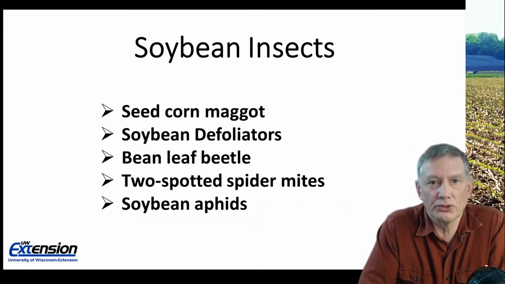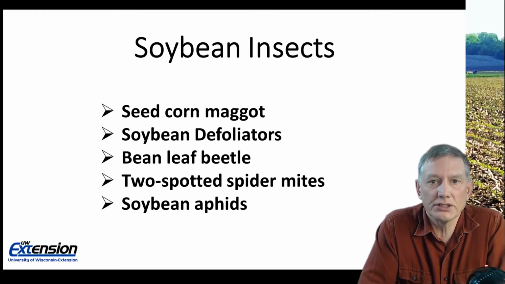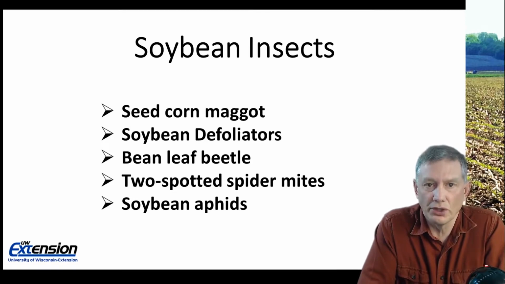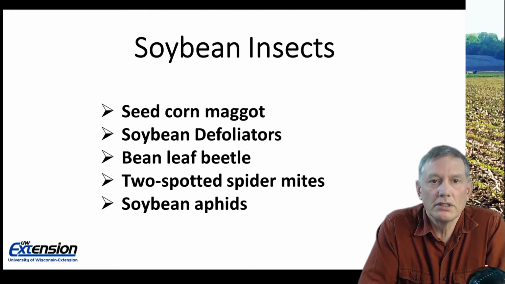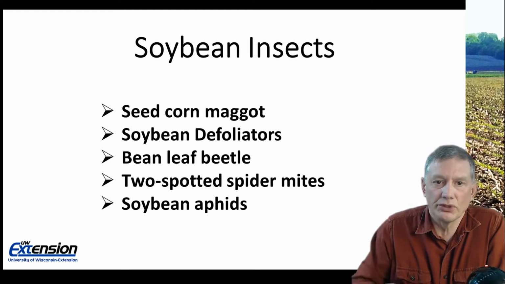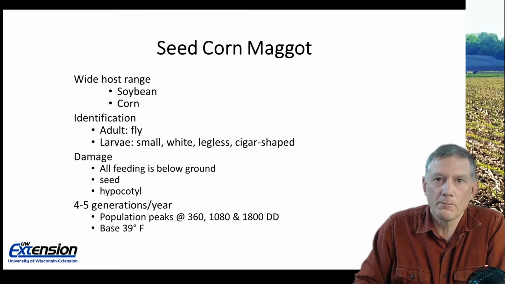The soybean insects we'll talk about are seed corn maggots, several types of defoliators, bean leaf beetle, two-spotted spider mites, and we'll finish up with soybean aphids.